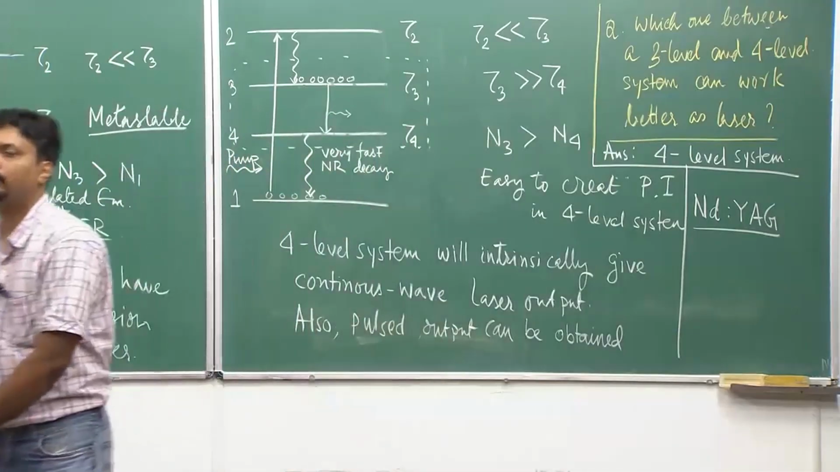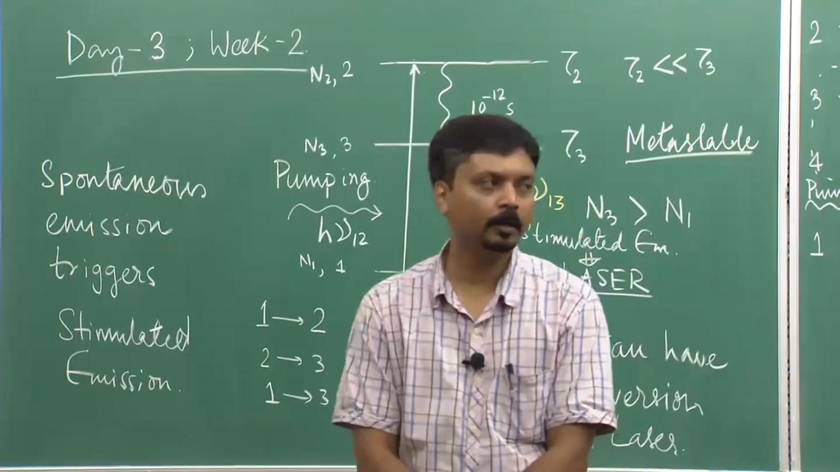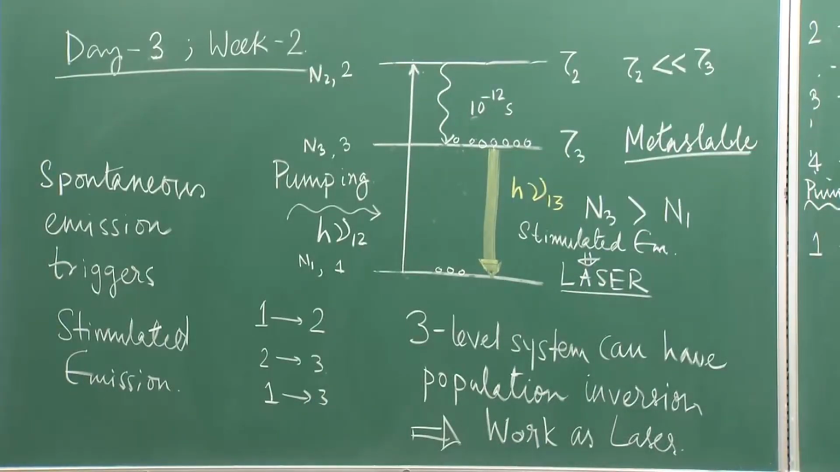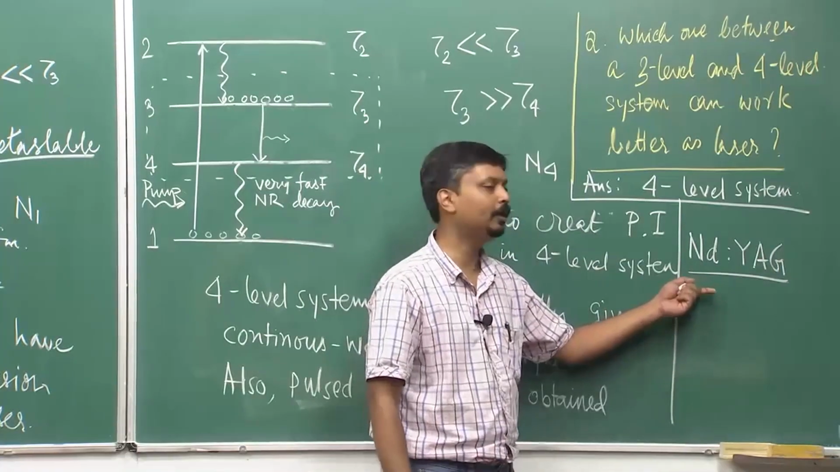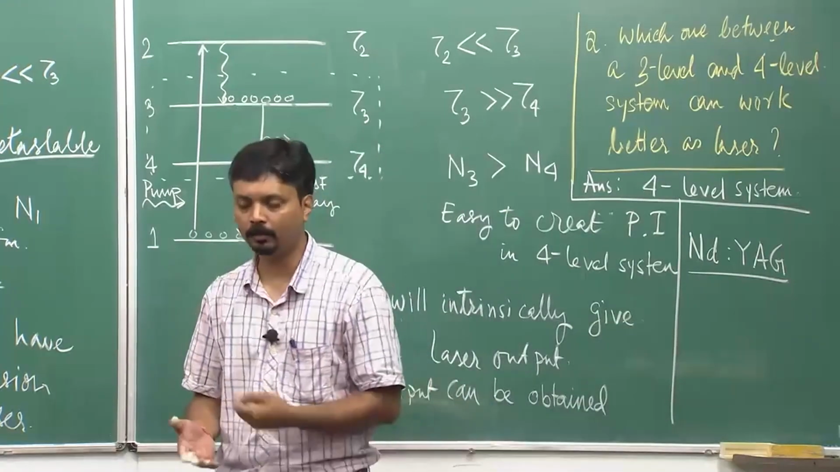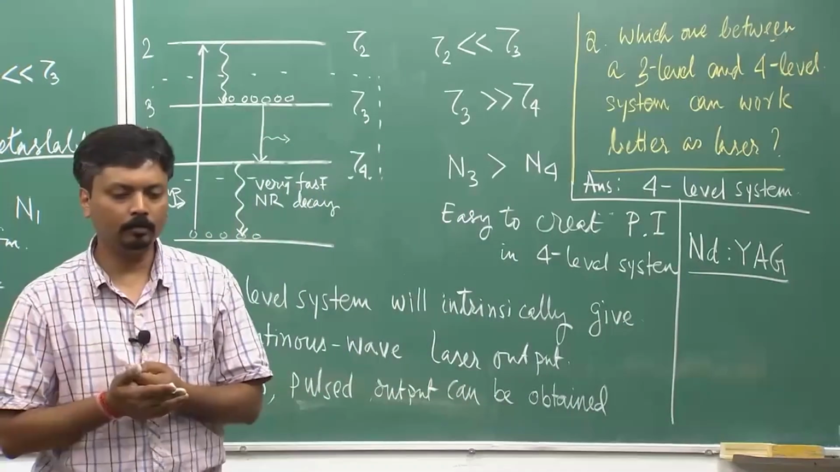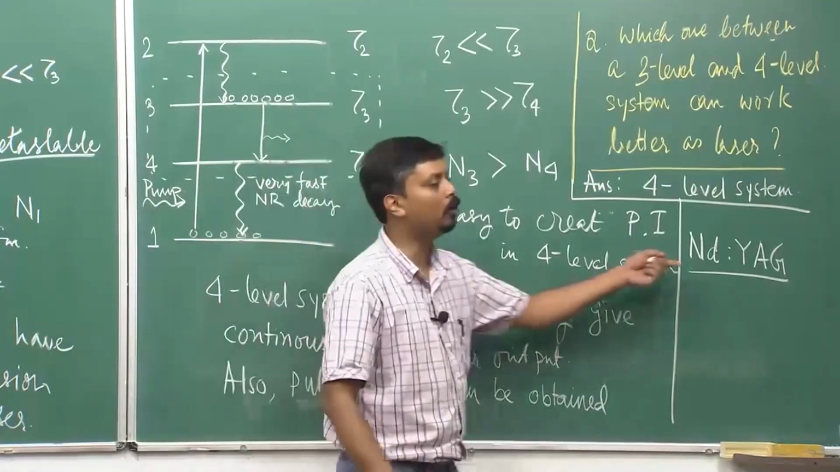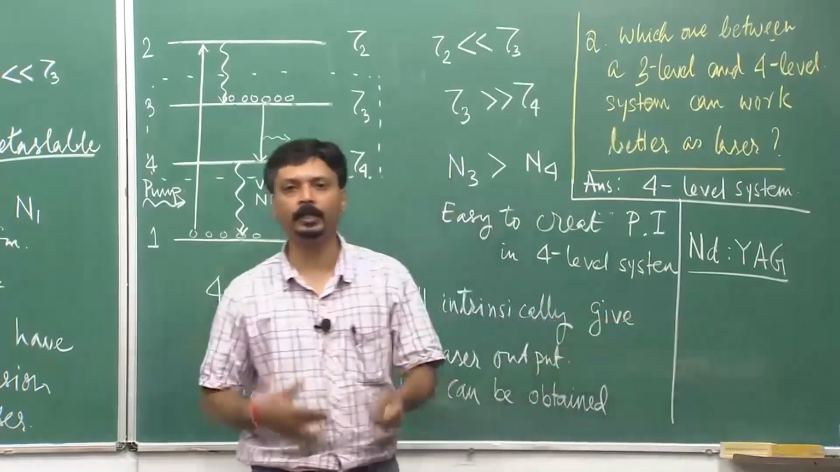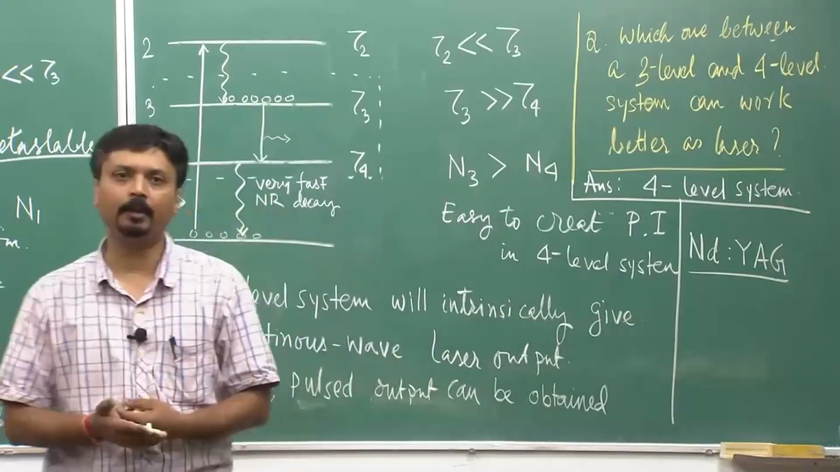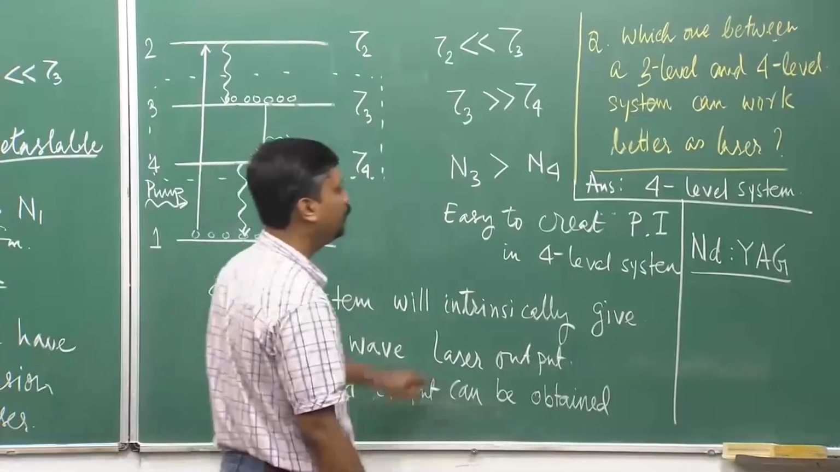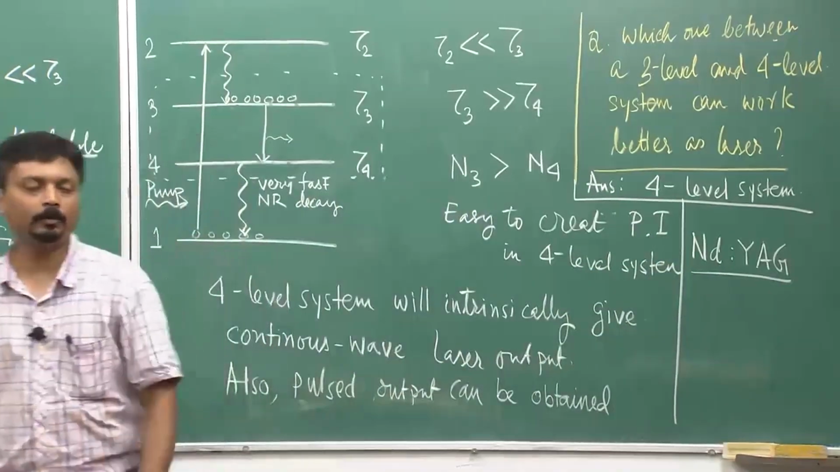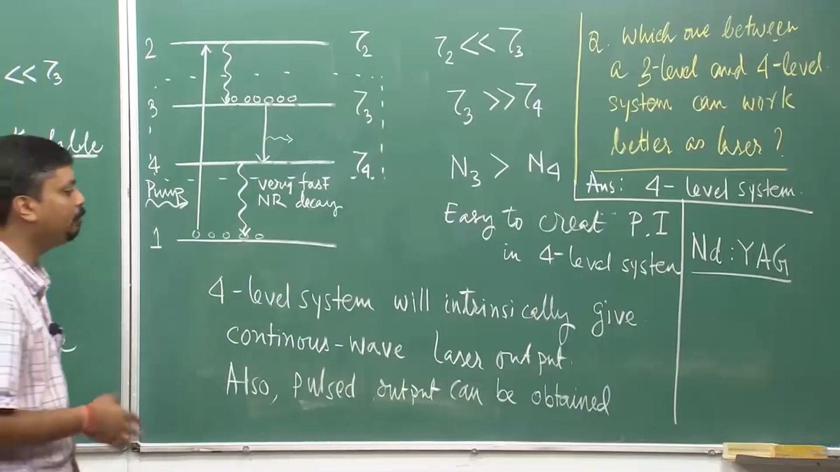Neodymium yttrium aluminum garnet, or in short it is called Nd:YAG laser, and an even shorter term for this one is just YAG laser. So the four-level system is very common, and this is one of the most common lasers that is used industrially and in scientific laboratories and everywhere. We will talk about this in quite some detail in one of the following classes when we discuss different types of lasers.